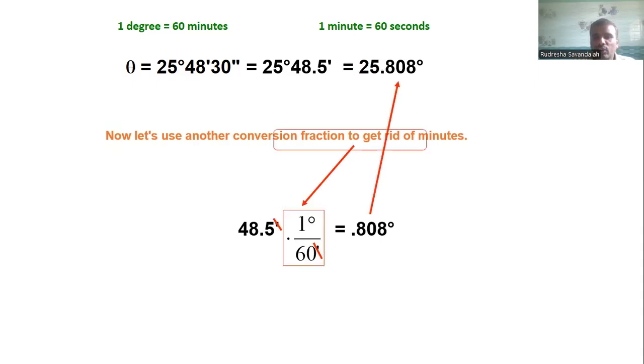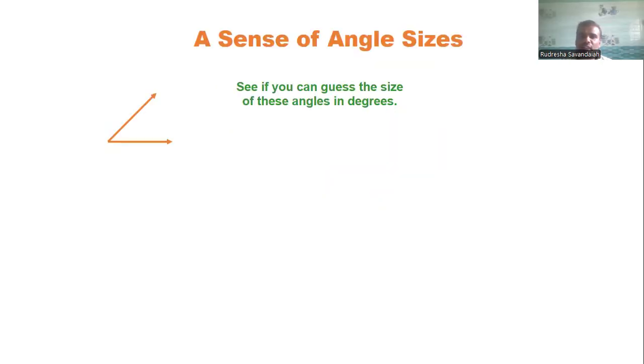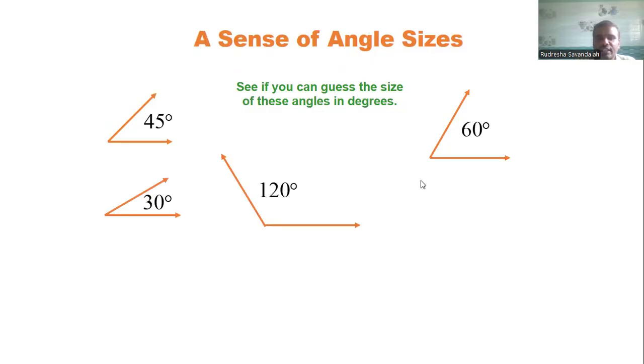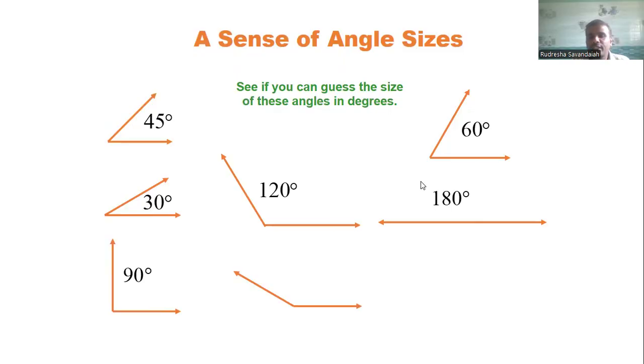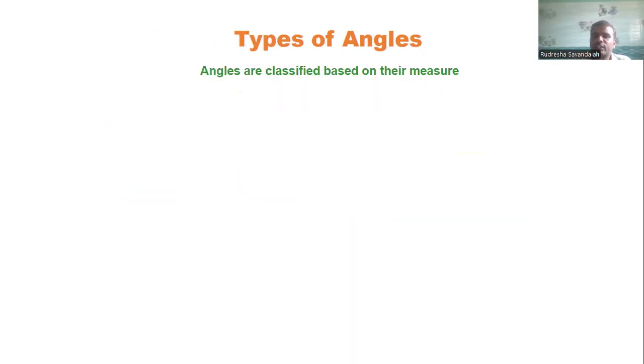See here, how can we use the conversion fraction. Since the angle of sight, first you have 45 degrees. See if you can guess the size of those angles in degrees: 45 degrees, 60 degrees, 30 degrees, 120 degrees, 180 degrees, 90 degrees, 150 degrees and 135 degrees.